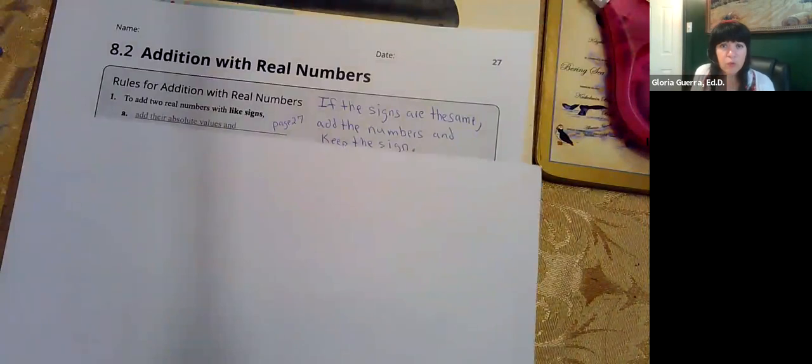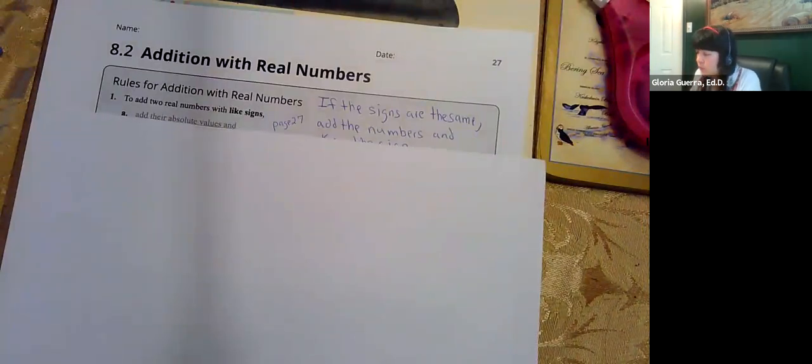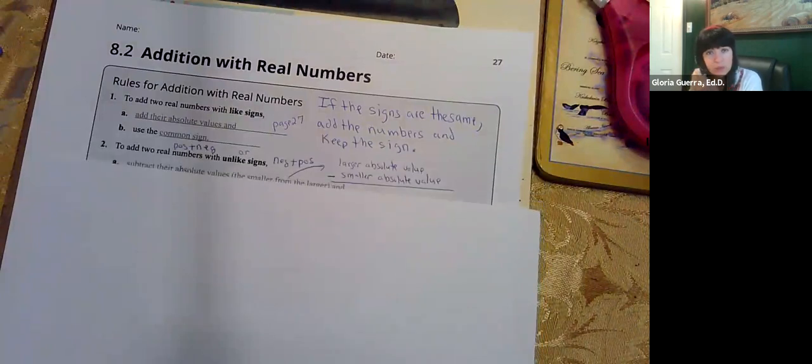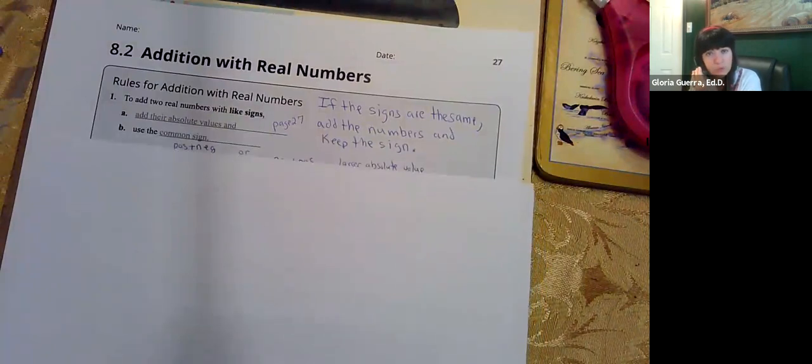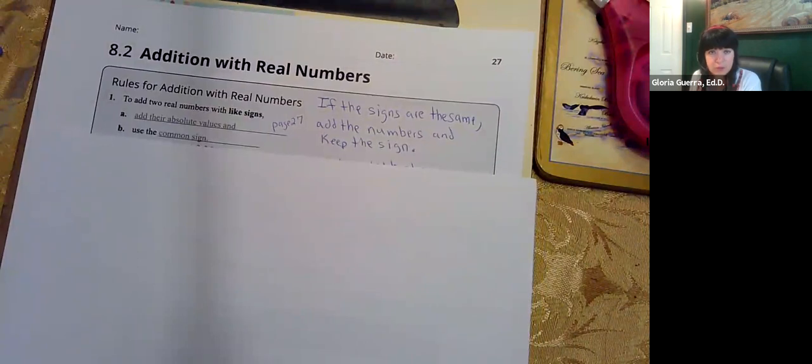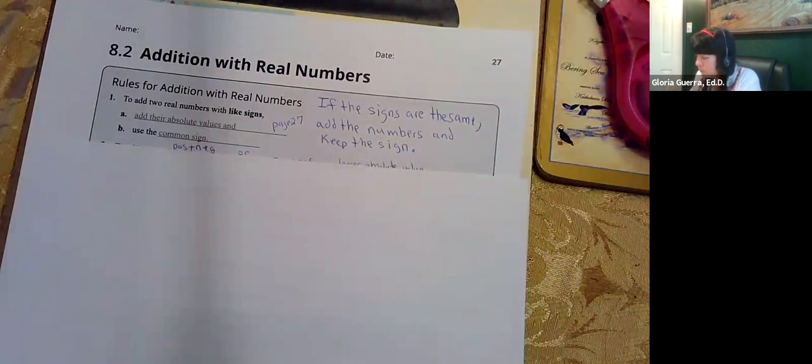Hello, class. I'm going to do a recording now for section 8.2, addition with real numbers. And let's start here with the first rule on page 27 of your workbook. It's called the rules for adding with real numbers. And I also refer to it as rule number one in this course for your sign number rules.